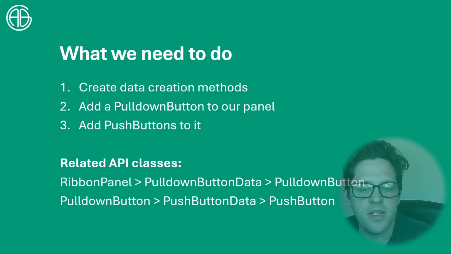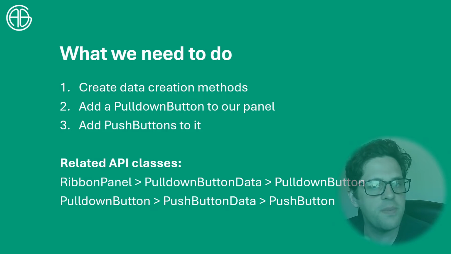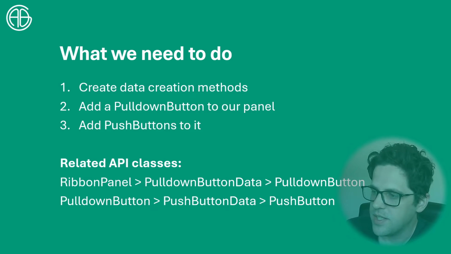We're going to be using the PulldownButtonData and the PulldownButton classes. These are new classes, but it's important to understand they act almost exactly the same as PushButton and PushButtonData. The way that we dealt with creating a push button is not going to be too different to how we deal with creating a pull-down button. Let's very quickly have a look at the Revit API for these.